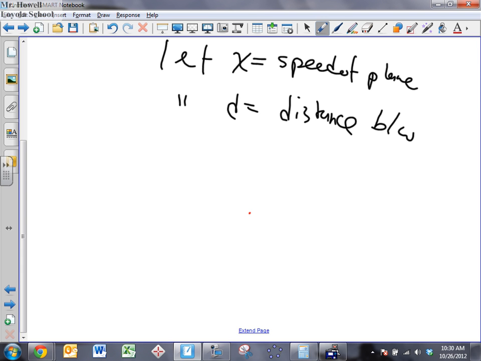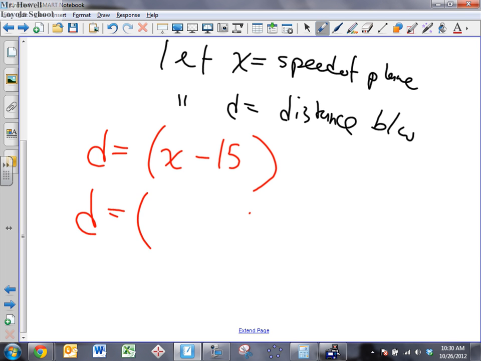So in the first case, I've got distance equals speed of the plane minus the headwind times the time period, which I'm going to leave blank for a minute. What was the headwind again? 15 kilometers per hour, thank you. On the way back, the distance is still d, right, because it's a return trip, but now you're with the wind. So how do I write this differently? Plus.